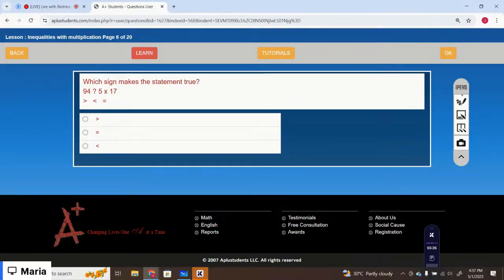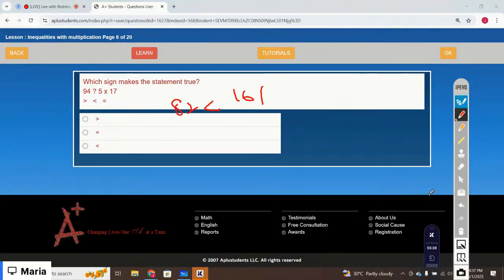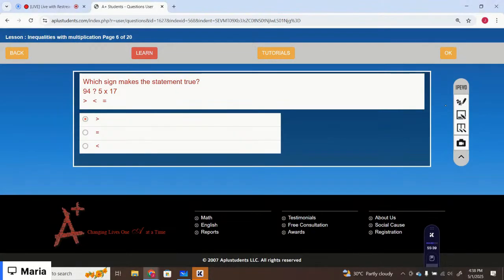15 times 7 is 85, I think. 5 times 7 is 35. Yes, 85. So 94 is greater than 85. The correct option is greater. Option number 1 is the correct option.